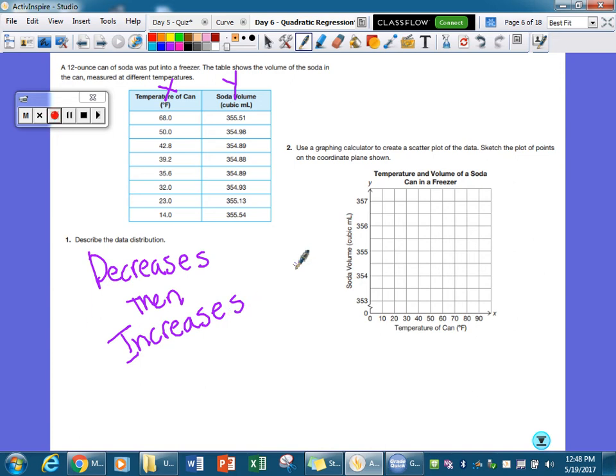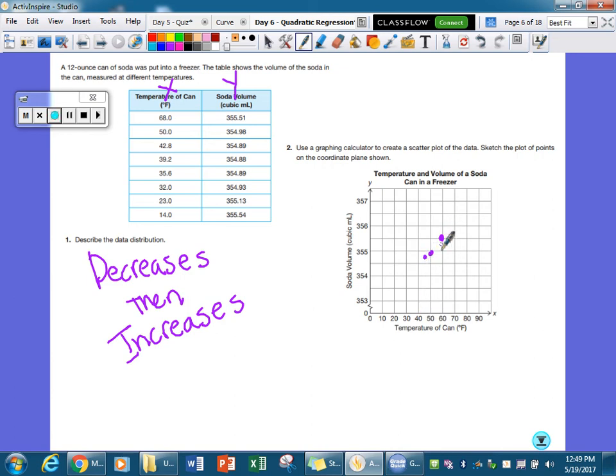Number 2, we're going to create a scatter plot. This one's a little hard to do because these numbers are so close, but do the best that you can. So for 68, it's 355.51, so like right here. Okay. And then 50, it's 354.98. And then 354.89 for 42. So very close again.